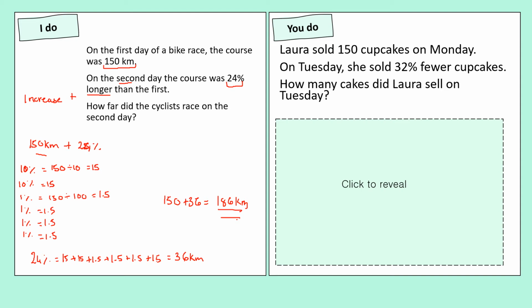Laura sold 150 cupcakes on Monday. On Tuesday, she sold 32% fewer cupcakes. How many cakes did Laura sell on Tuesday?